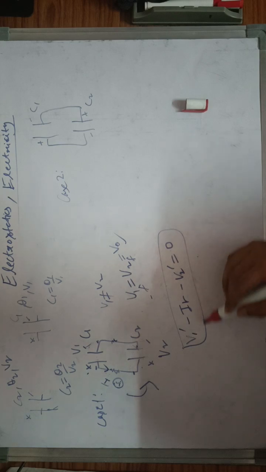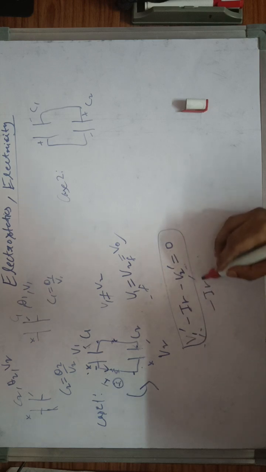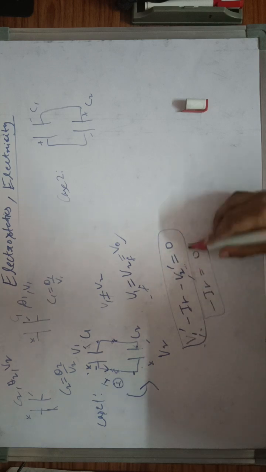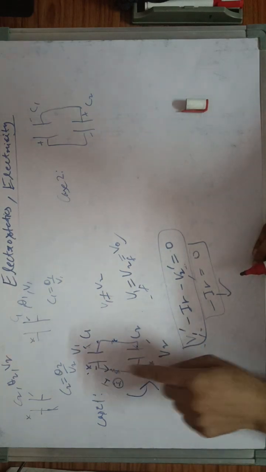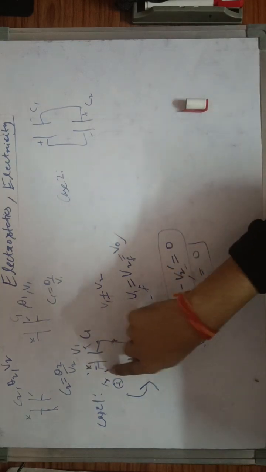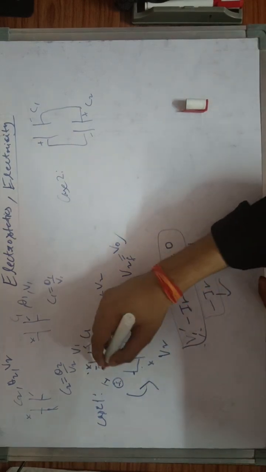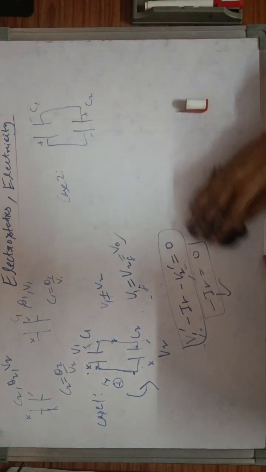So as long as these two potentials are not equal, there is current. When these two potentials become equal, this minus IR will become 0. This means the current will become 0. So when the potential differences across them become equal, the current will stop flowing in the circuit. That's the simple logic.